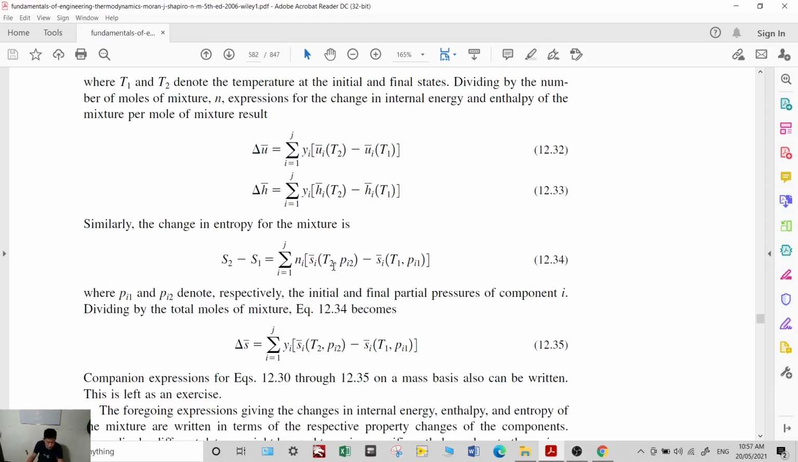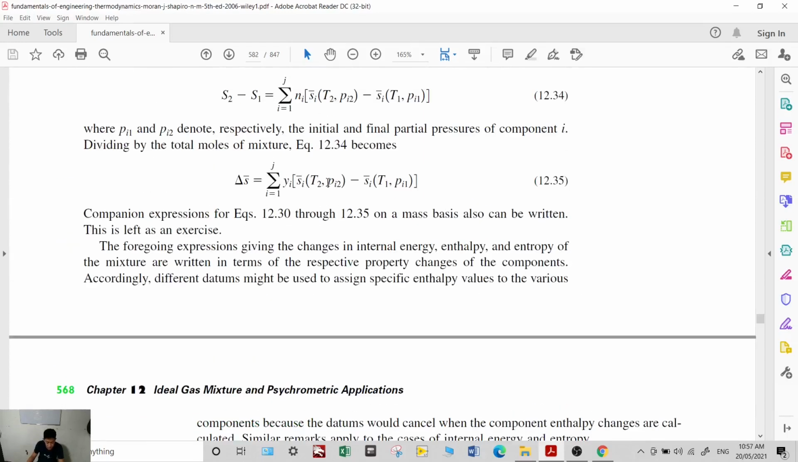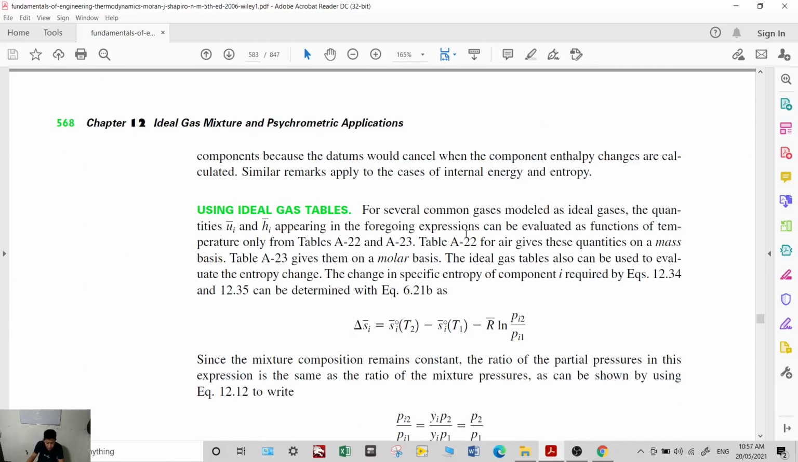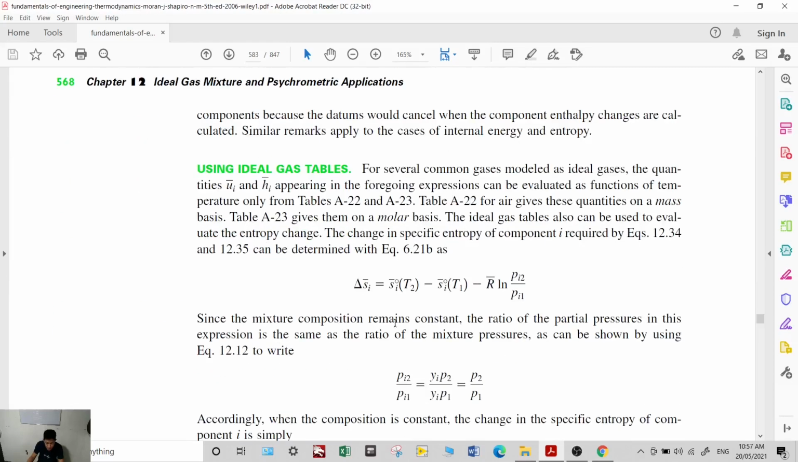You need to evaluate this based on temperature and pressure. So how do we evaluate this one? Here you use the ideal gas table. This equation is equivalent to this expression: s sub i degree at T2 minus s sub i degree at T1, minus R bar, the universal gas constant, times ln of p i2 over p i1. Since the mixture composition remains constant, the partial pressures in this expression are in the same ratio as the mixture pressures.